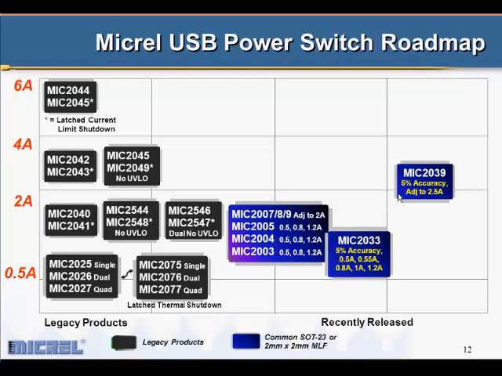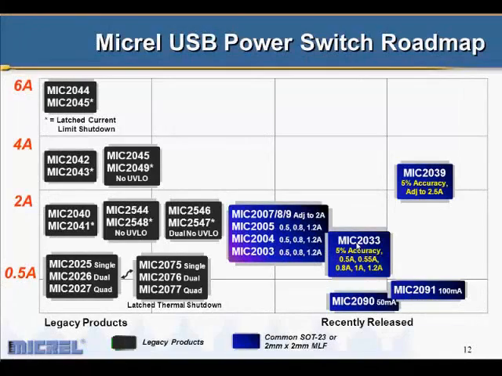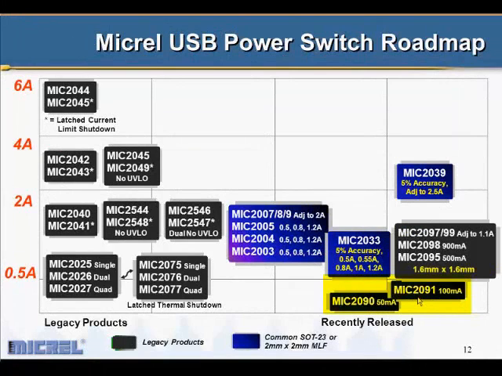The MIC2033 and 2039 have recently been released. These have a plus or minus 5% accuracy on the current limit set point. By having the 5% current limit accuracy, this allows you to design your product with more features built into it and know with tighter control when the current limit is reached. We also now have 50 milliamp and 100 milliamp parts, the MIC2090 and 2091. To round out the family, we've just released also a 1.6 by 1.6 millimeter part.